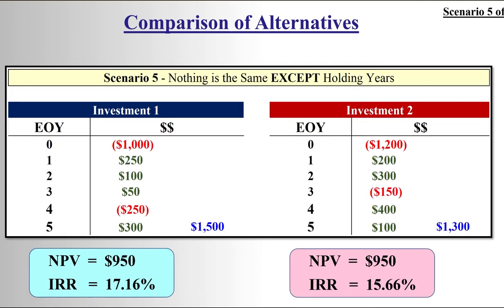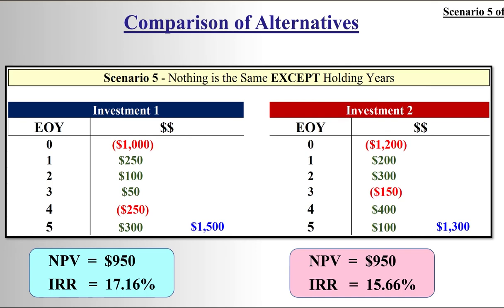And finally, scenario 5. For this one, the only thing that's the same is the number of years you hold this particular property or investment. Everything else is different. The down payment for investment 1 is $1,000, for investment 2 is $1,200. The sales price for investment 1 is $1,500, for investment 2 is $1,300, and annual payments vary. And some of it is negative, which means maybe you have to pay for certain things. For this one, you would have to run the numbers because it would be a little more difficult and complicated to just look at it and determine which one the best option is.